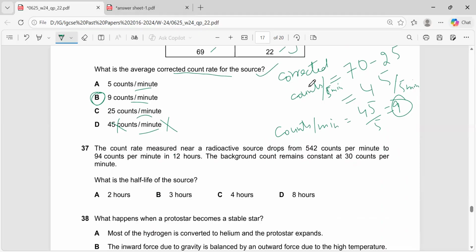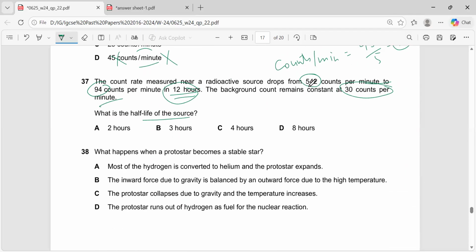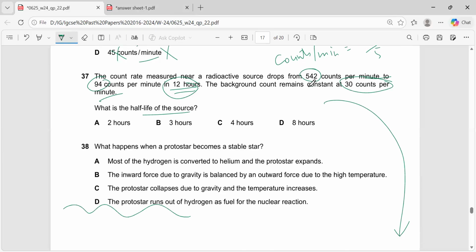37. The count rate measured near a radioactive source drops from 542 counts per minute to 94 counts per minute in 12 hours. Good question. Even in paper 4, sometimes this question is for 3 marks and here only 1 mark. The background count remains constant at 30 counts per minute. So what is the half-life of the source? A bit tricky, but this is simply a simple question from space physics.